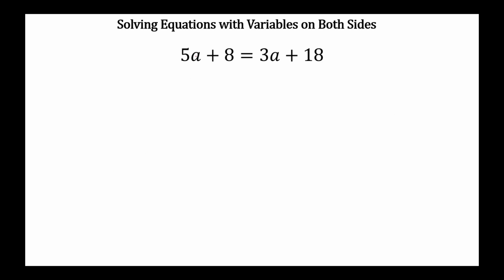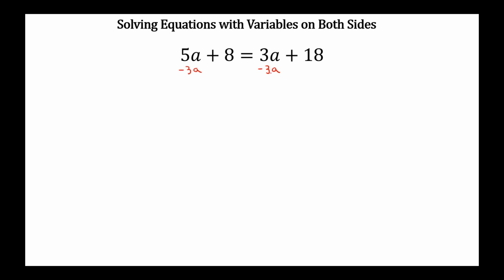So now I have just the equation with no visuals. 5a plus 8 equals 3a plus 18. So again, our rule should be to take away the variable that is the smallest. So in this case, what's bigger, 5a or 3a? Well, 5a is bigger, right? So I'm going to take away 3a from both sides.